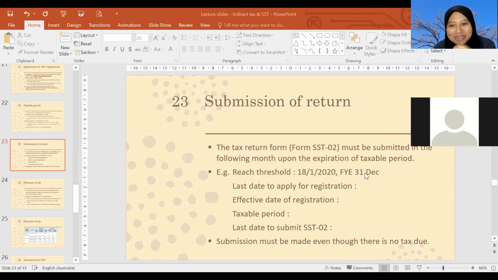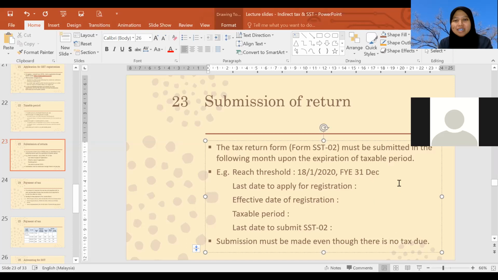28 or 29 February? Okay, yeah, it should be 29 February because this year February is up to 29. So it should be 29 February 2020. Okay, so effective date of registration?